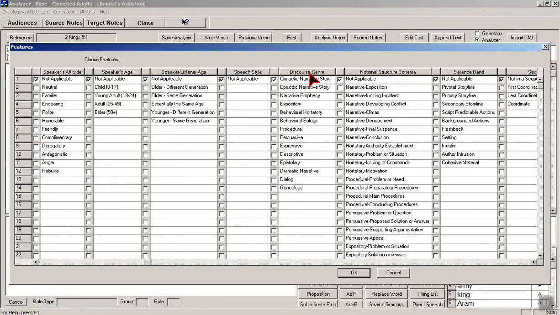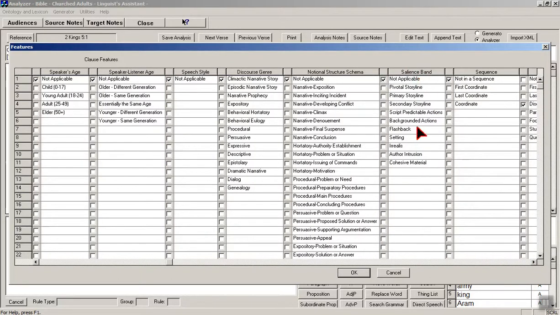What kind of speech are we talking about? This says discourse genre. It's just the kind of speech. And what kind of purpose does this text have? Here's one where we do sometimes use salience band. We use flashback, which becomes what we call in English the perfect: John has seen Mary. And backgrounded action: John was seeing Mary.